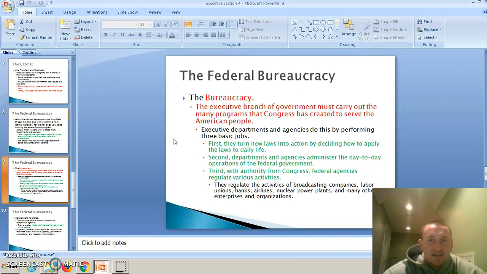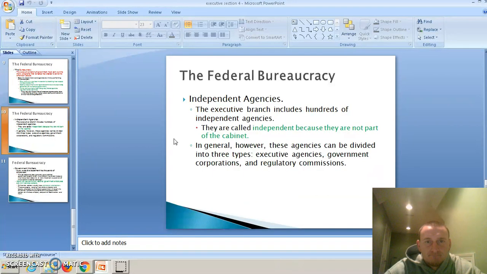The bureaucracy: the executive branch of government must carry out the many programs Congress has created to serve American people, which is known as the bureaucracy.